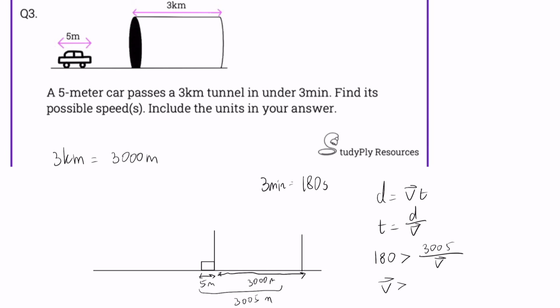Velocity is greater than 3,500 divided by 180, which means that velocity has to be greater than 16.69444. I'll leave it as 1 decimal place, so 16.7 meters per second, to 1 decimal place. And that's it. That's our final answer. That's how you solve this question. Pretty easy. It's just simple logic and your ability to formulate a good inequality, and also the use of distance equals velocity times time.